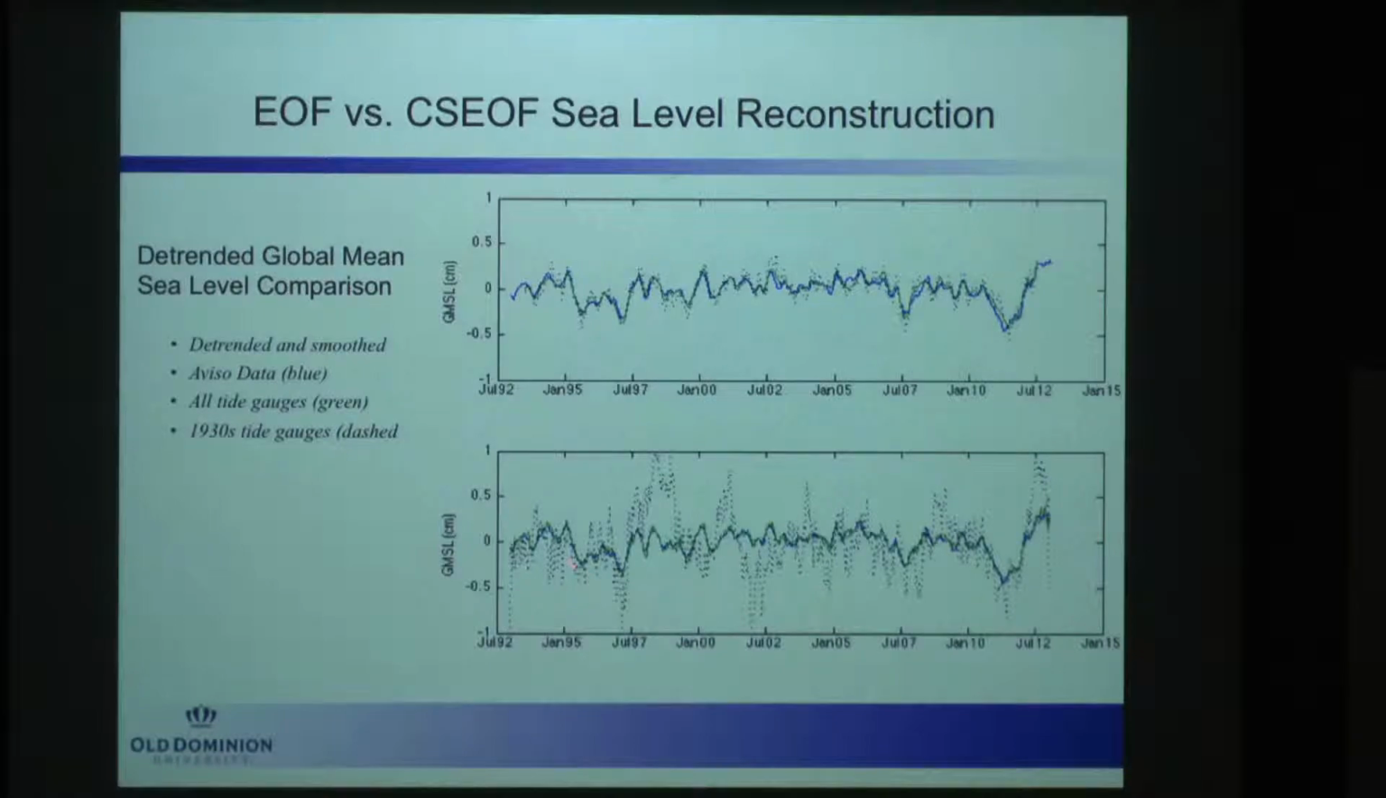And again, this is showing that the CSEOF reconstruction gives you a good representation of global mean sea level. This is detrended global mean sea level. The blue is the Aviso, that's truth. This is for a CSEOF here. The dotted is with the 1930 tide gauge distribution. Green is with all the tide gauges. So you can see you're reproducing that very nicely. With the EOF, at the 1930s distribution, again, you're getting the overfitting associated with that. A fair test would probably be to reduce the variance you're fitting with the EOFs, but again, it's the idea that you have to make adjustments when doing an EOF reconstruction.